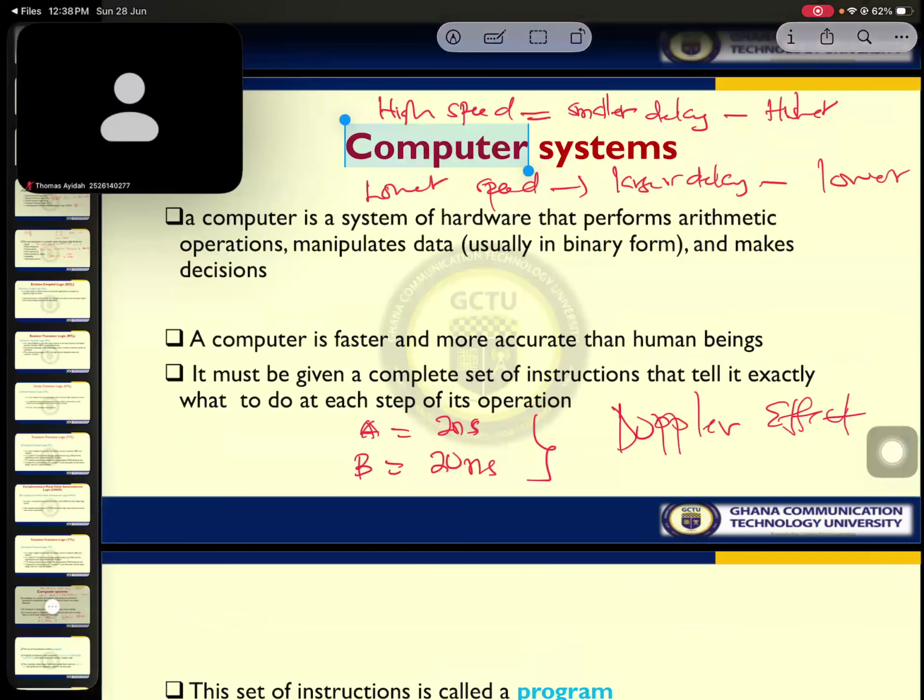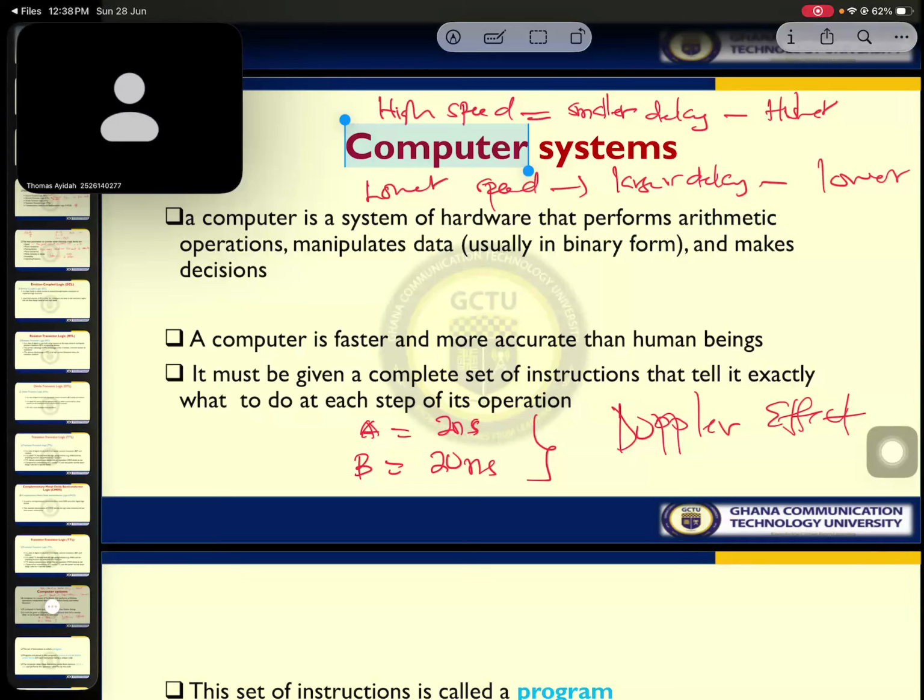Okay. Let's come to the computer system. That's our last slide, then we close for the day. It's our last slide. A computer system. We know it is made up of hardware that performs arithmetic operations, manipulates data, and also makes decisions. The computer we know is very fast and accurate, but it does not think by itself. It must be given instructions.